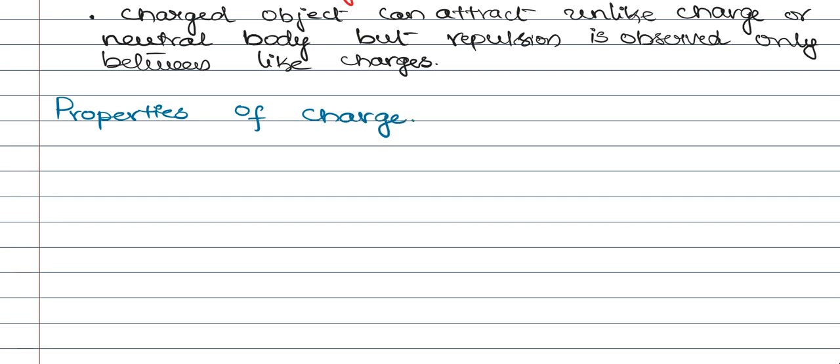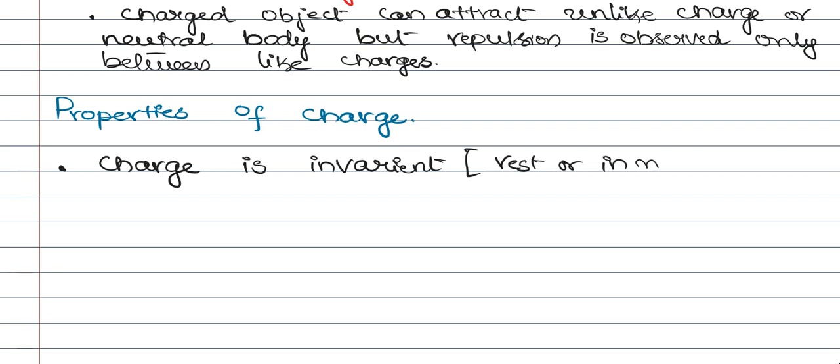The first property is that charge is invariant. What is meant by invariance is that whether it is at rest or in motion, charge remains the same. You can represent it like this: Q naught is equal to Q.